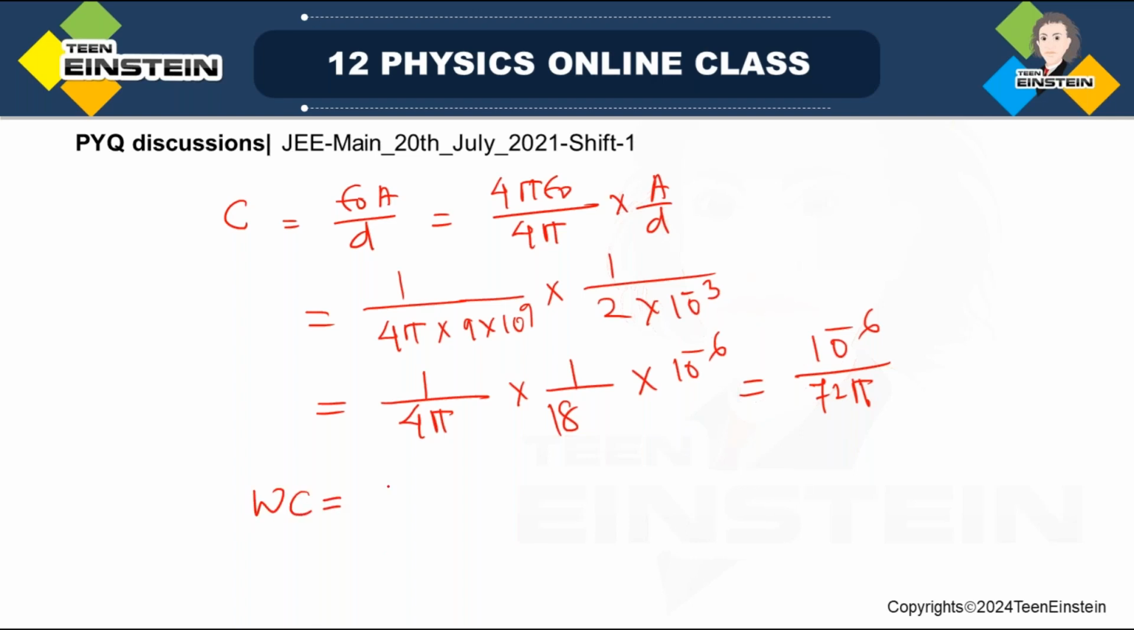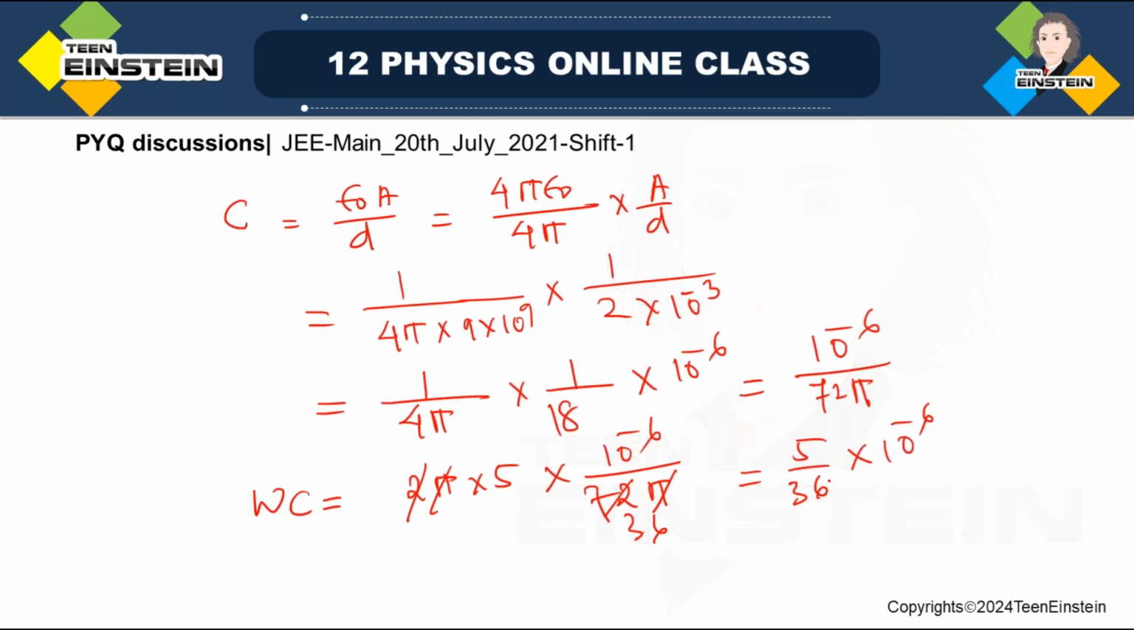What is omega c? 1 over omega c is xc. So let me find out what is omega c. So 2 pi into 50 into c is 10 to the power minus 6 divided by 72 pi. Okay, so this will give you this. Okay, so these are fine. This is 36. Okay, so I get 5 by 36 into 10 to the power minus 6.